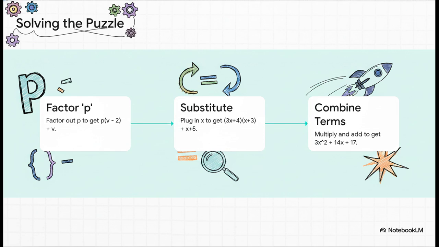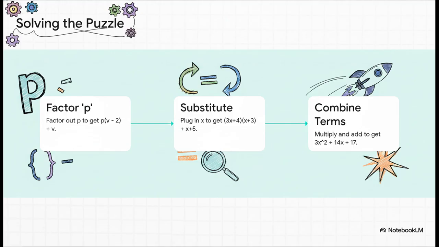Now, step 2 is where the absolute magic happens. We substitute. But hang on, what exactly is v minus 2? Well, since v is x plus 5, v minus 2 is simply x plus 3. Boom! Our expression beautifully shrinks to 3x plus 4 times x plus 3, plus our original v, which is just x plus 5.